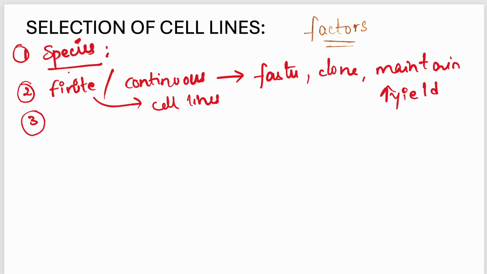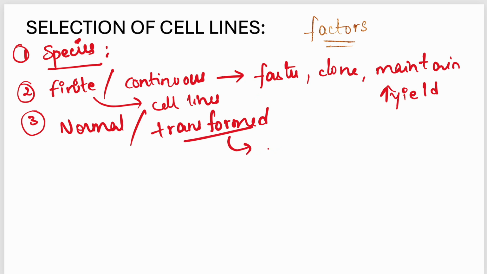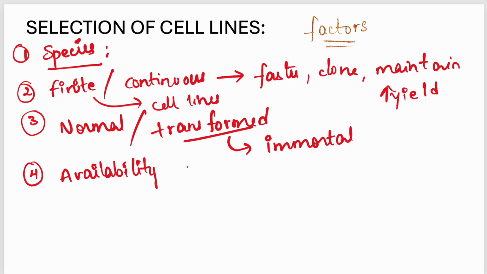Next, we have to consider whether the cell lines are normal or transformed. If we want to prefer immortal cells, then we prefer transformed. Next, fourth is availability. We consider which cell lines are available in that area, the availability of the cell lines also.